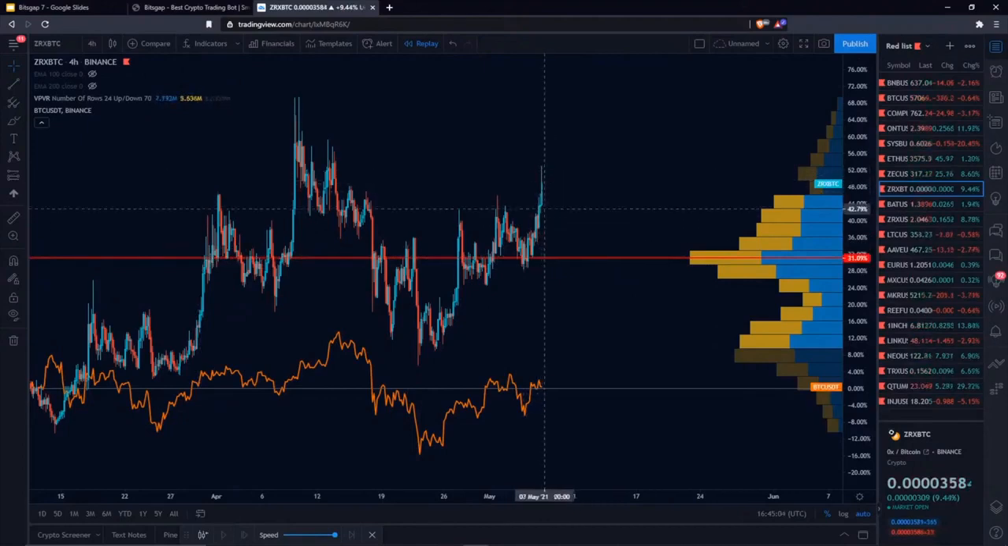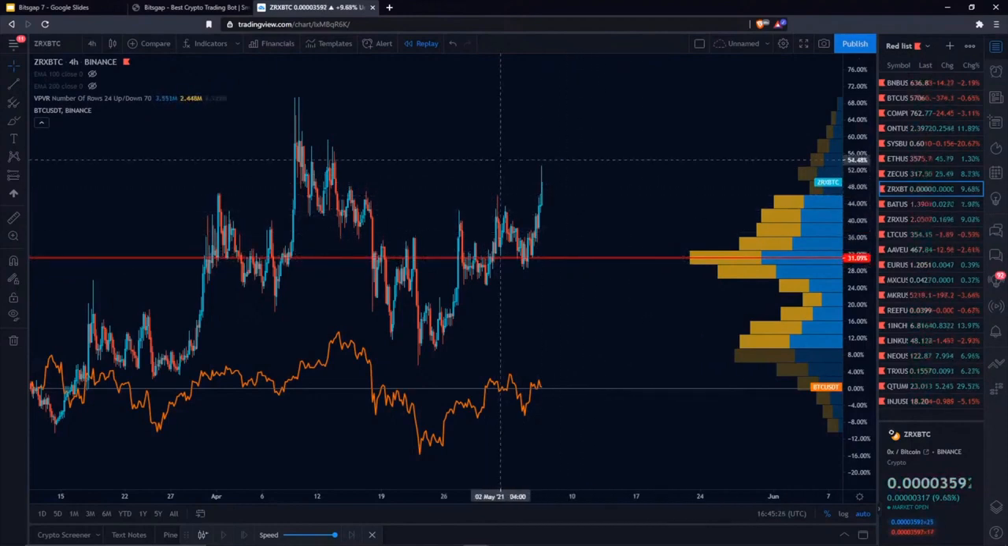I see the price now trading above this line, above this point of interest. That means that more or less the market sentiment is now bullish. So this brings me more clarity and more confidence that the bullish momentum will sustain as long as the price stays above this point of interest.